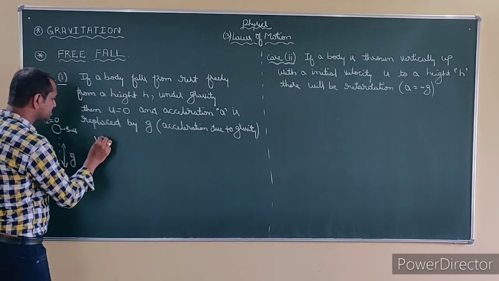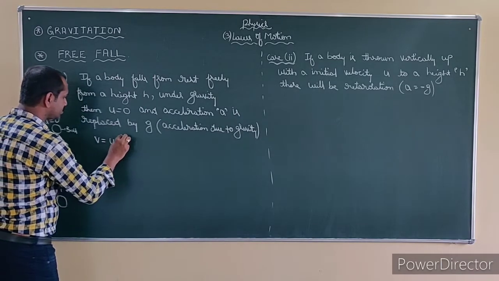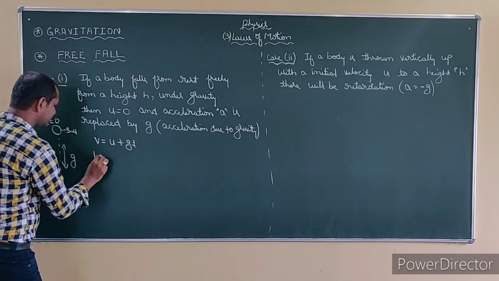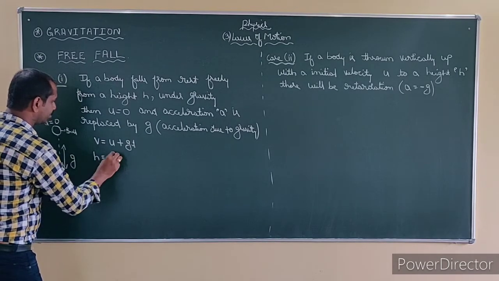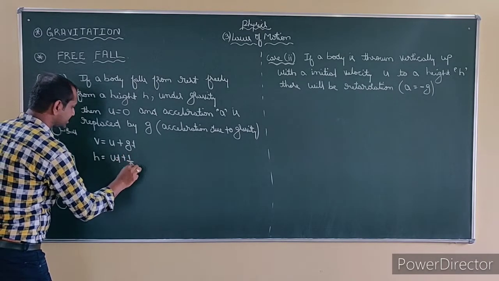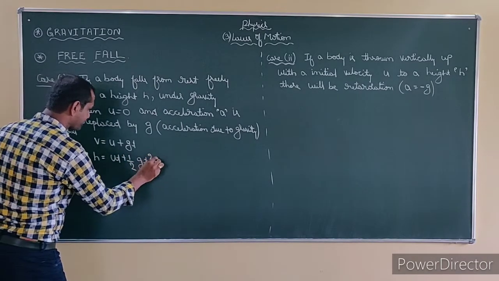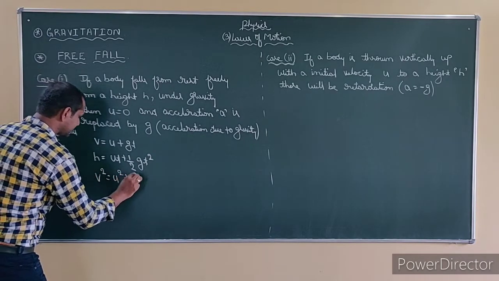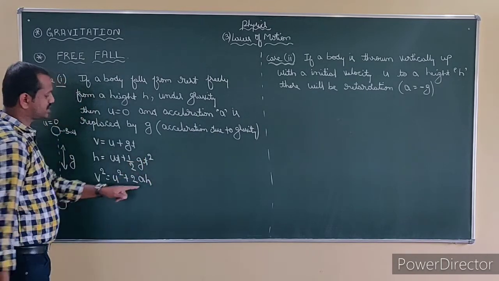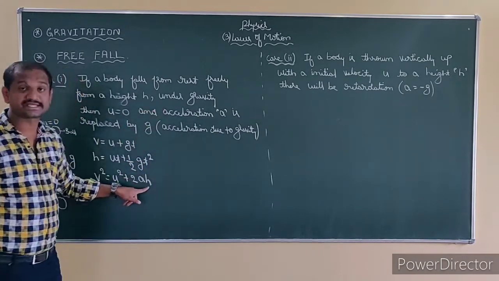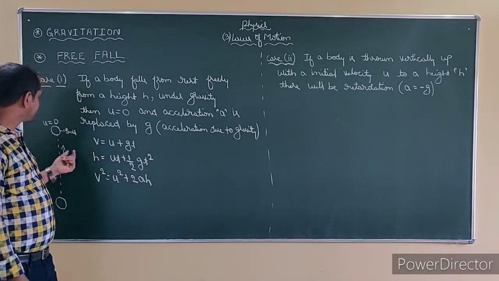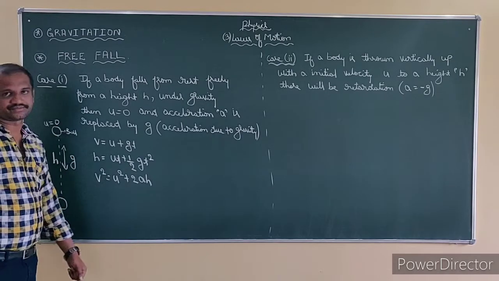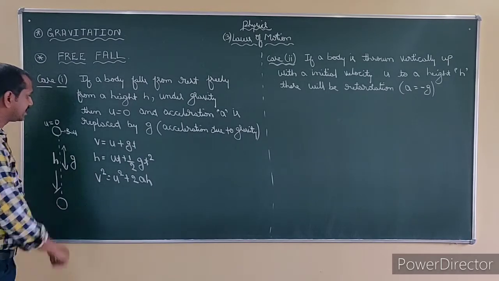See, we already know the equations of motion of this car. v is equal to u plus gt. Then we studied the other one, h is equal to ut plus half gt square. Then v square is equal to u square plus 2gh. Sorry, I think in the previous one I have written s only. Please change it to h, because here the distance is considered to be h. It is having a height h, which has been falling freely down.